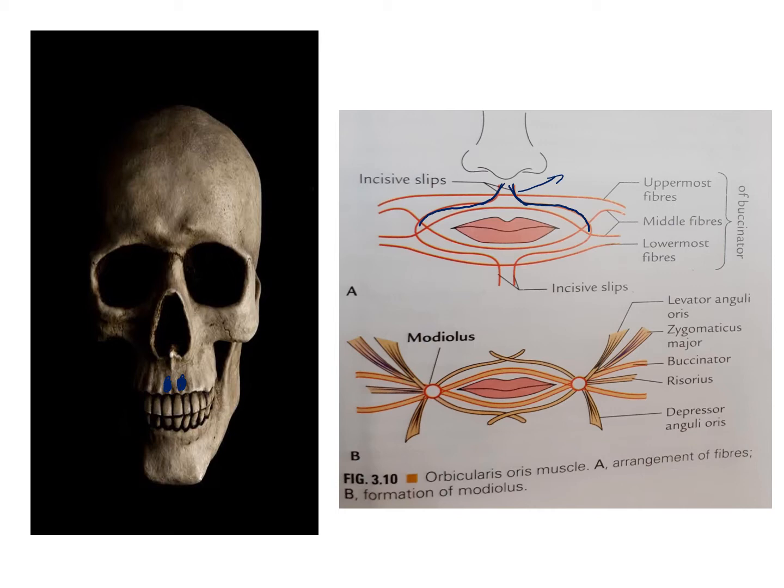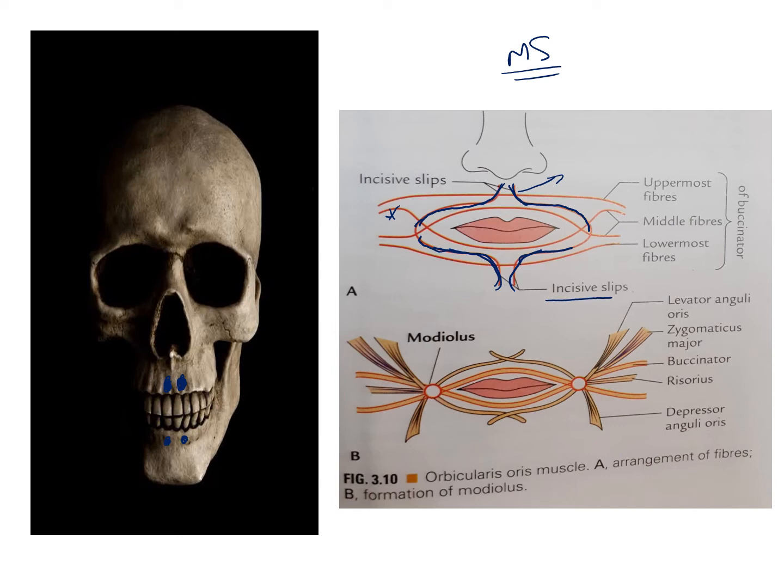Now the incisivus inferioris muscle arises from the incisive fossa of the mandible. After taking their origin, they pass towards the angle of the mouth, and at the angle of the mouth, they merge with the other fibers of the extrinsic component of the orbicularis oris muscle. So we have discussed the deepermost strata. Now we will come to the middle strata of the extrinsic component of orbicularis oris.